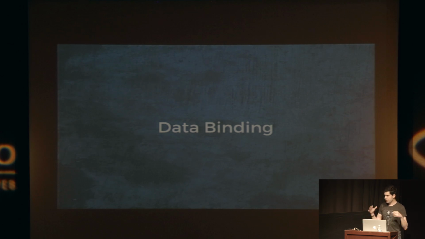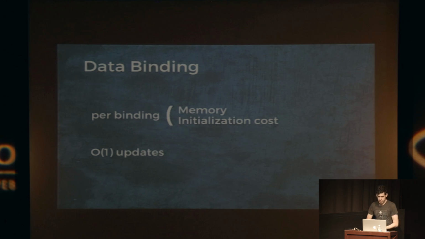So in order to answer this question, we need to figure out what the performance considerations of data binding are. In order to do data binding, for every binding that you have in your app, you're going to have to allocate some object. So it's going to take some memory, and you're going to have to initialize it and take some CPU to do it. But you're going to get really high performance updates. You're going to get O(1) updates.